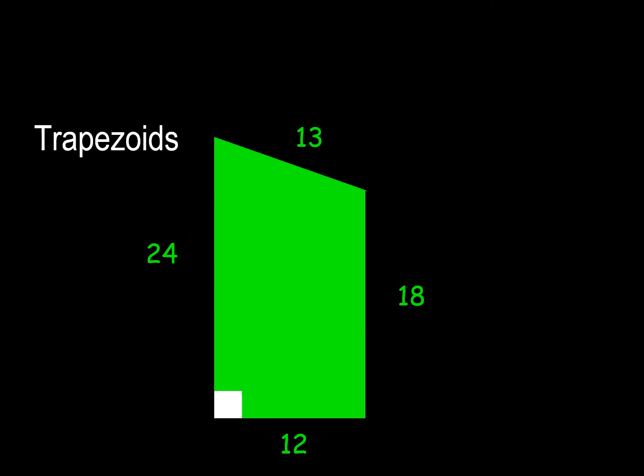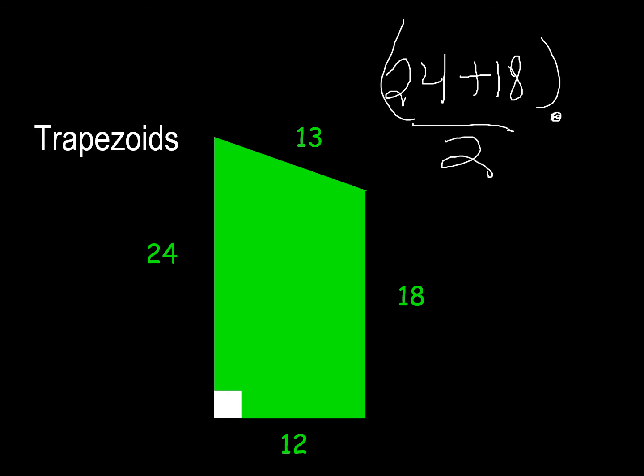Alright, where's the base and the height? Uh-oh. The bases have to be parallel, so the bases have to be 24 and 18. Add those up and divide by 2, and then the height meets those bases at a right angle. I can give you one right angle, but the other one's going to be there as well. It has to be 2 of them. So that'll be times 12.